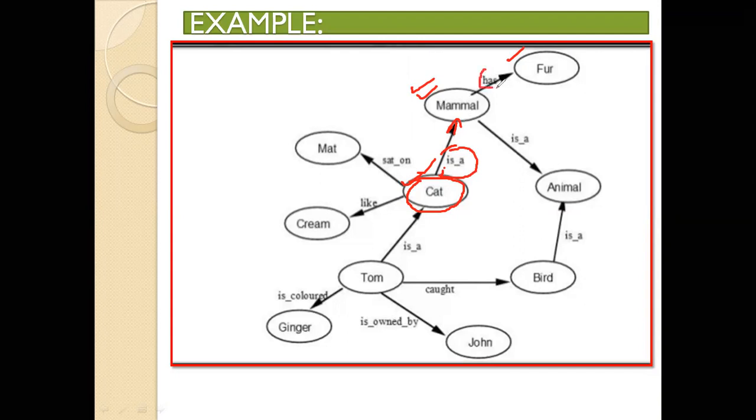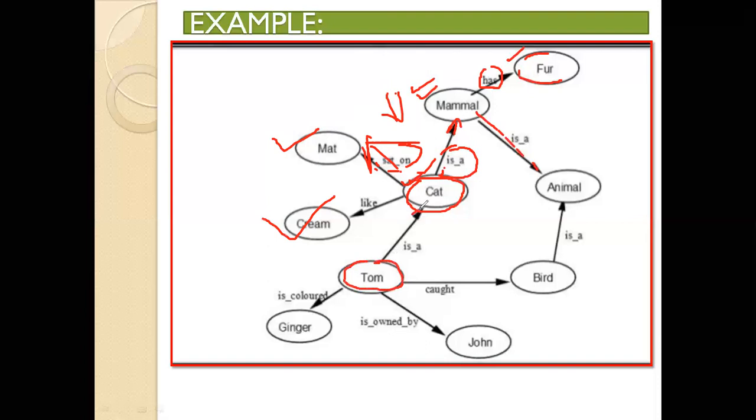Again, mammal has, this is a relationship, and this is another node. So the mammal node and the fur node have the relationship "has". So mammal has fur. Ultimately, mammal is an animal. And again about the cat, it is related to mat and cream. So cat sits on mat and cat likes cream. Always try to focus on the direction. You see, cat points towards this node with this arrow. So cat sits on mat. We will not read it as mat sits on cat, because the arrow is in this direction, not in that direction. If it is in the other direction, then we would read that mat sits on cat. But now, cat sits on mat. Now similarly, Tom.